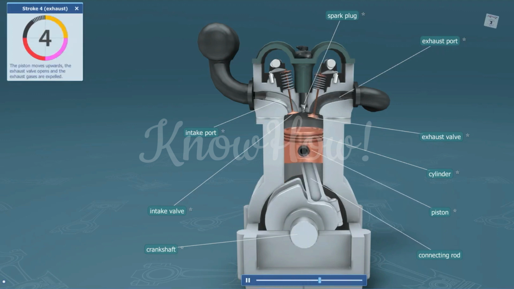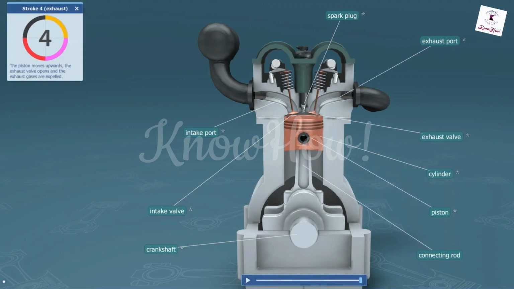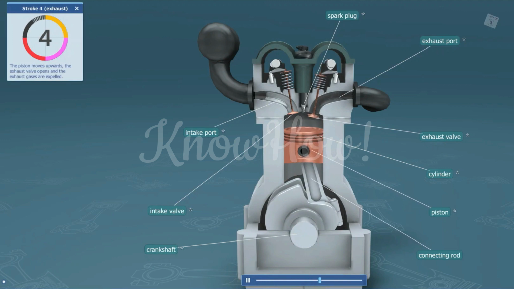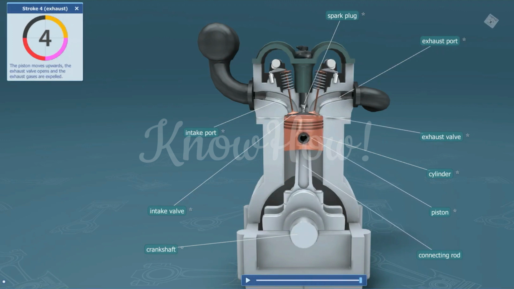4. Exhaust stroke. The exhaust valve on the top right of each image is now open, allowing the piston to push the spent exhaust gases out of the engine as it rises. The 4 strokes of 1 engine cycle are now complete, and the process repeats.